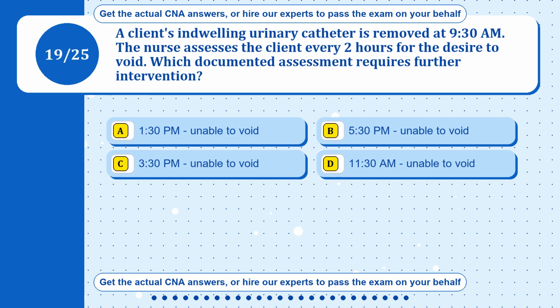Question 19. A client's indwelling urinary catheter is removed at 9:30 a.m. The nurse assesses the client every 2 hours for the desire to void. Which documented assessment requires further intervention?